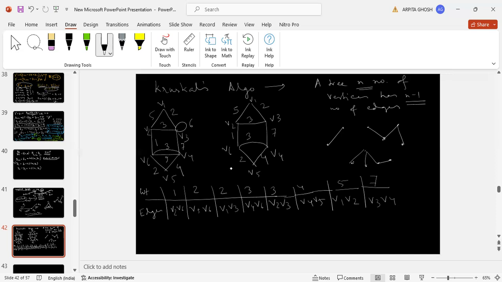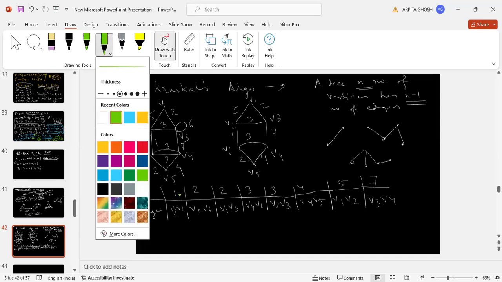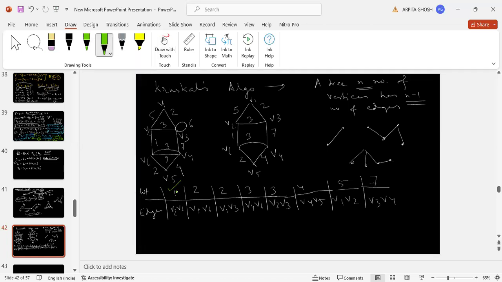So that is your V2, V6. The lowest weighted edge is V2, V6, weight being 1. So I am joining V2 with V6. This is V2, this is V6. Weight is 1.